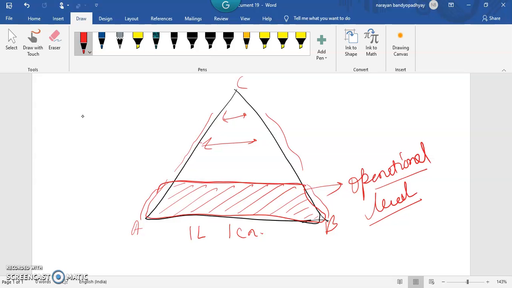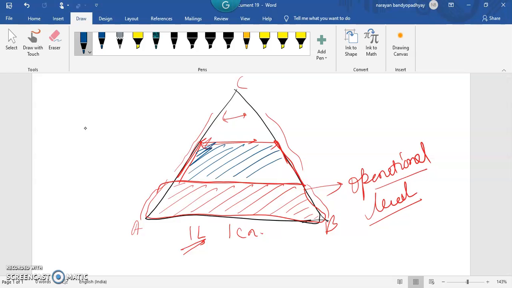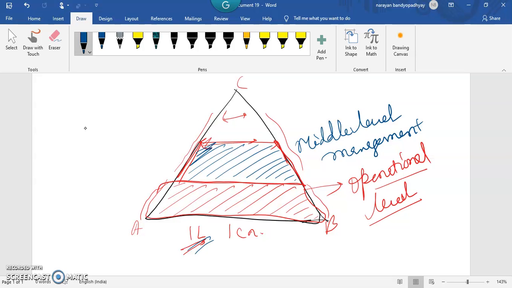So then what level comes? You just see that the expansion is decreasing. The gap is reducing as you move upward. So if there are 1 lakh operational workers here, this level is known as middle level management. If this is 1 lakh, then the ratio will be like there will be 30,000 middle level managers, who will manage the 1 lakh operational level workers. We will see one by one their work.